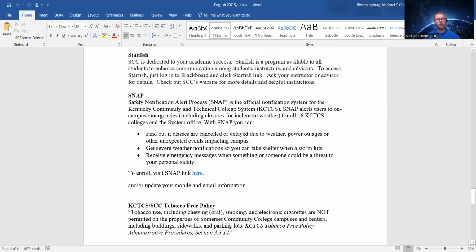Finally, we're getting closer to the end here. We use a program at Somerset Community College called Starfish. It's a program available to all students to enhance communication among students, instructors, and advisors. There will be a couple times through the semester where I will be asked to complete what's called a Starfish survey, which is simply designed to communicate to you and your advisor your academic progress in English 207. I'll try to post an announcement when I am notified of a survey so that you'll know. You'll get the email results once I fill that out.